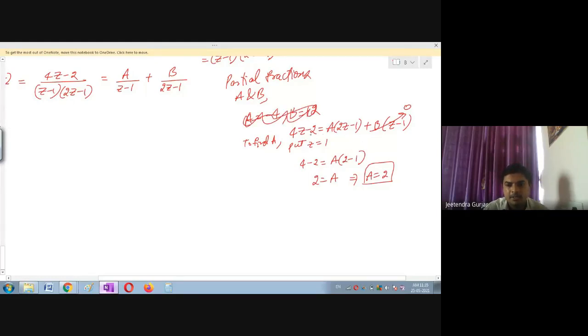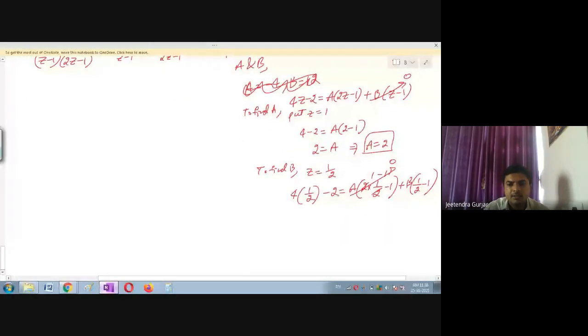Now I will simplify like this. Now I want to find B. To find B, I want to make the A term 0 on this side. So I will substitute z is equal to 1 upon 2. Just see, 4 into 1 upon 2 minus 2 is equal to A times (2 into 1 upon 2 minus 1) plus B times (1 upon 2 minus 1). So the 2 will get cancelled. This is 1 minus 1, which means this is 0.